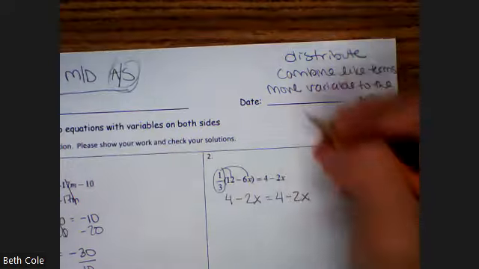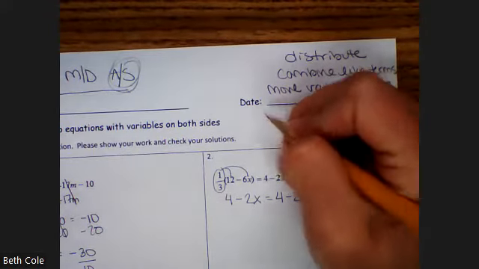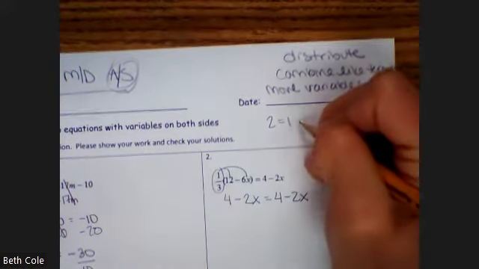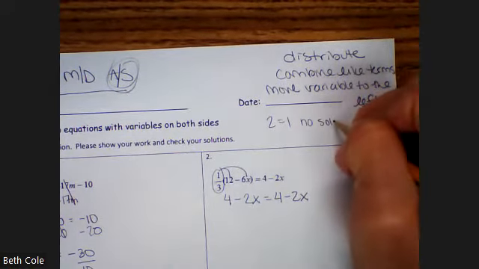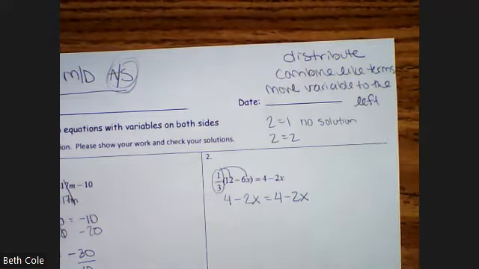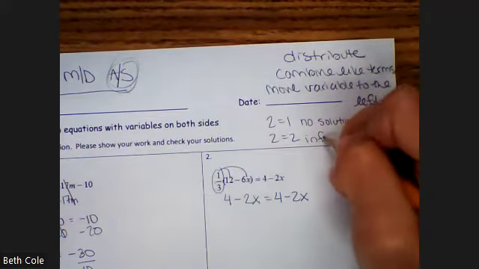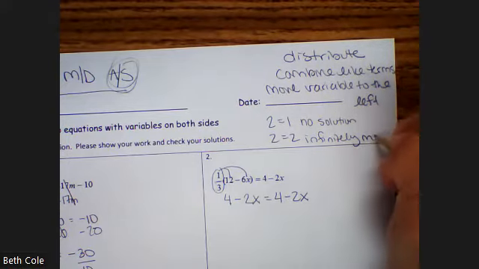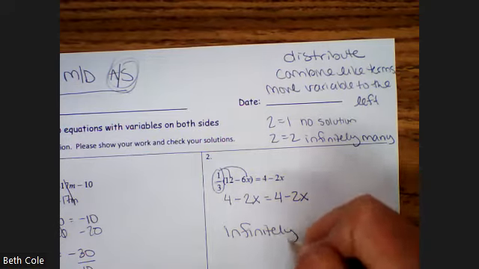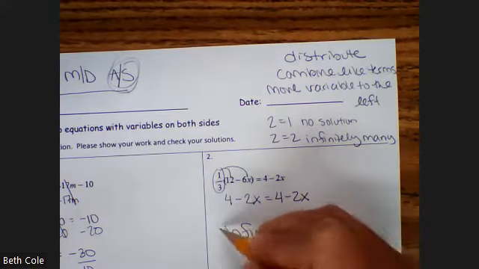Let's review. If you get something that makes no sense, like 2 equals 1, something that's just completely bananas, that means no solution. And if you get something that's true all the time, that's infinitely many. Good. So this answer would be infinitely many solutions. You can just write infinitely many.